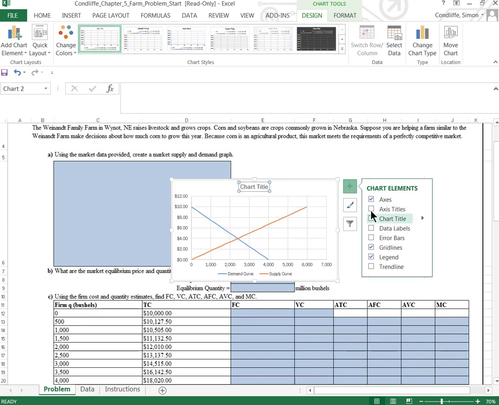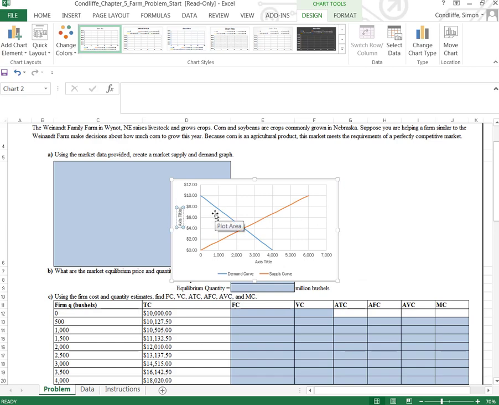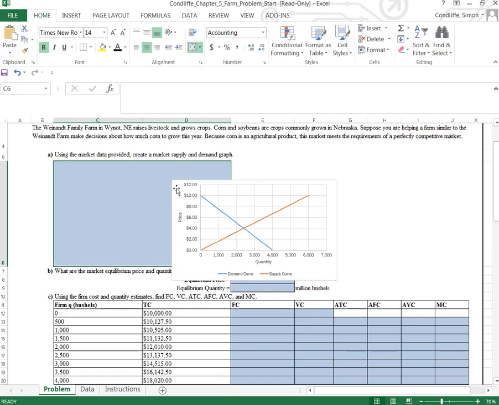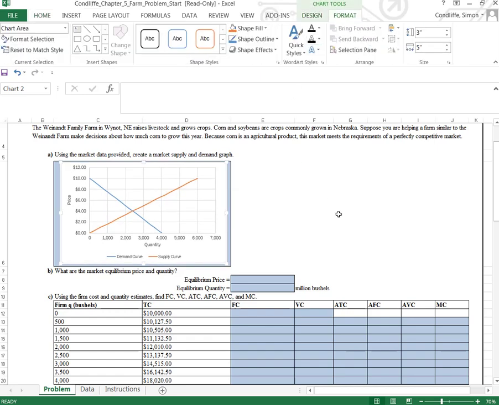So let's add axis titles. Price and quantity. So we'll snap this in here. I'll check the format, should be 3 by 5.